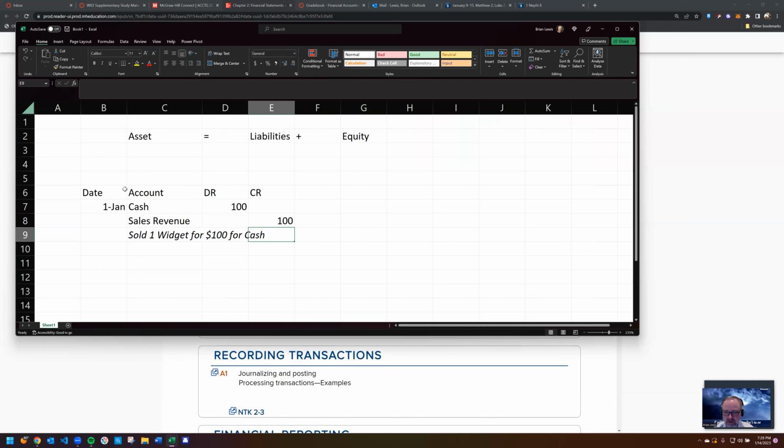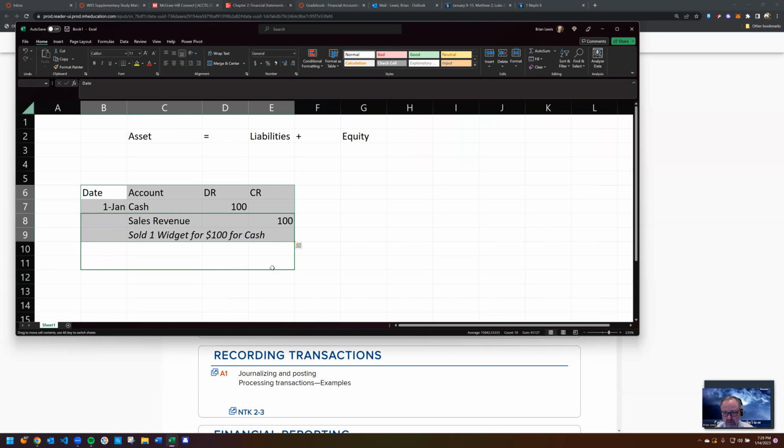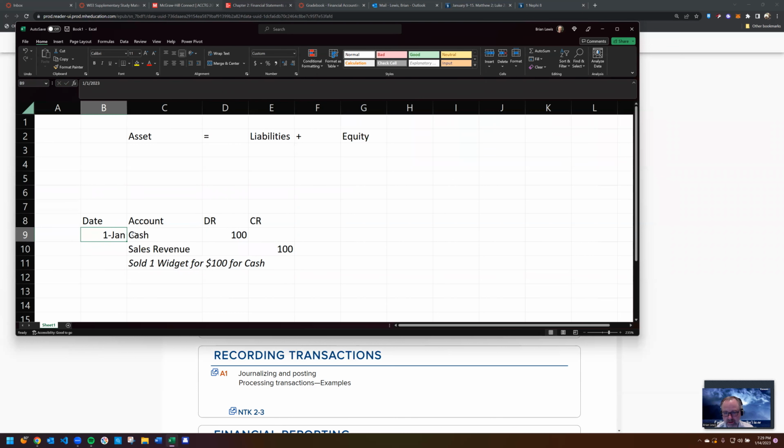Now, this is the journal entry. A journal entry has a couple of different things to it, right? It has a date, it has accounts, it has a debit and a credit balance, or debit and credit values. These need to match in terms of the overall net effect, because remember, assets equal liabilities plus equity. You always have to keep it in balance. So in this case, we just sold one widget for $100.